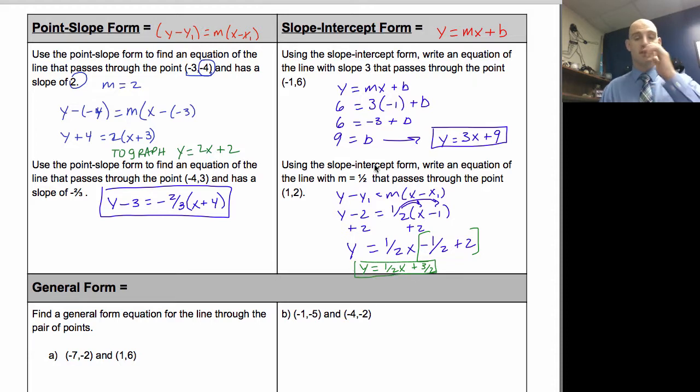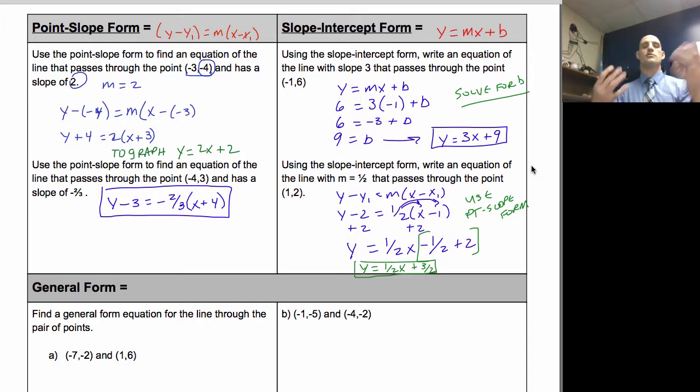So either you solve for b. So what I did up here was solve for b. Okay, you can do that. Or you can use point-slope form. Those are your two options. Either you solve for b, plug it back in, or use point-slope form and clean it up. So you can see easily how point-slope form and slope-intercept form are related.